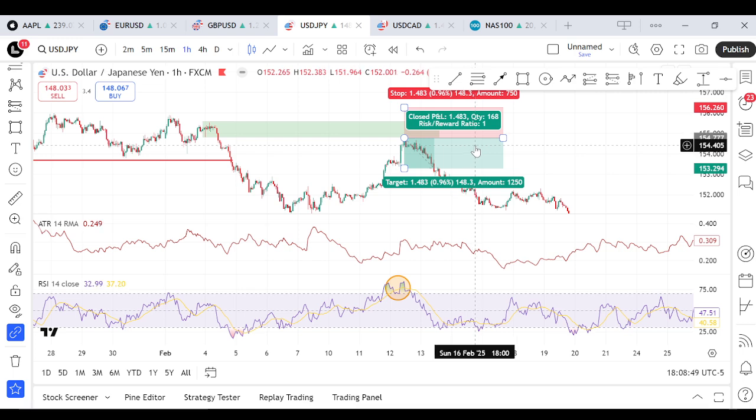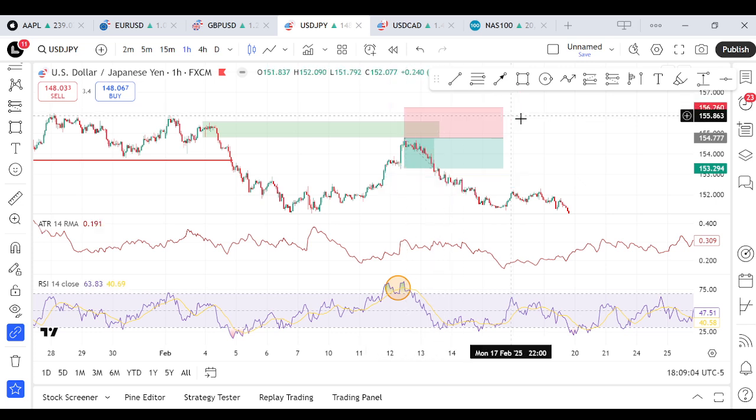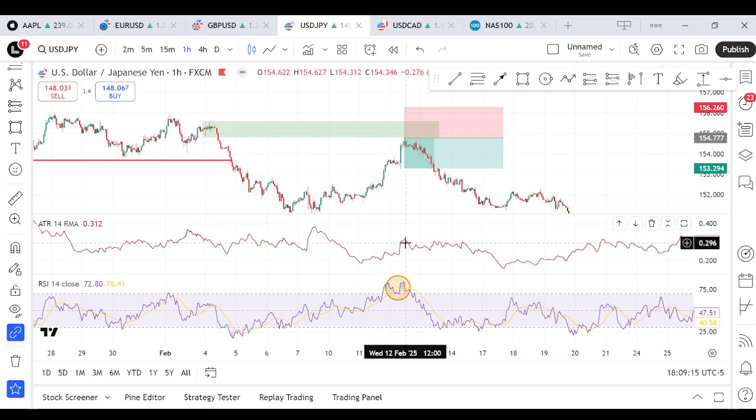But here is the point where we use the ATR to set the value of our stop loss. For short trades like this, our stop loss is usually 1.5 times the ATR value, and take profit is usually 3 times the ATR value. You can adjust it based on your preferences, but I like to use the 1.5 times ATR for my stop loss.